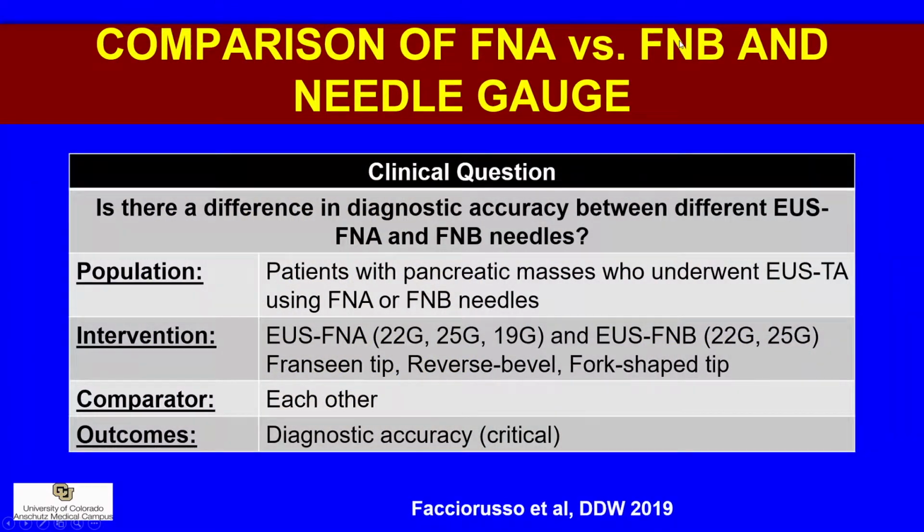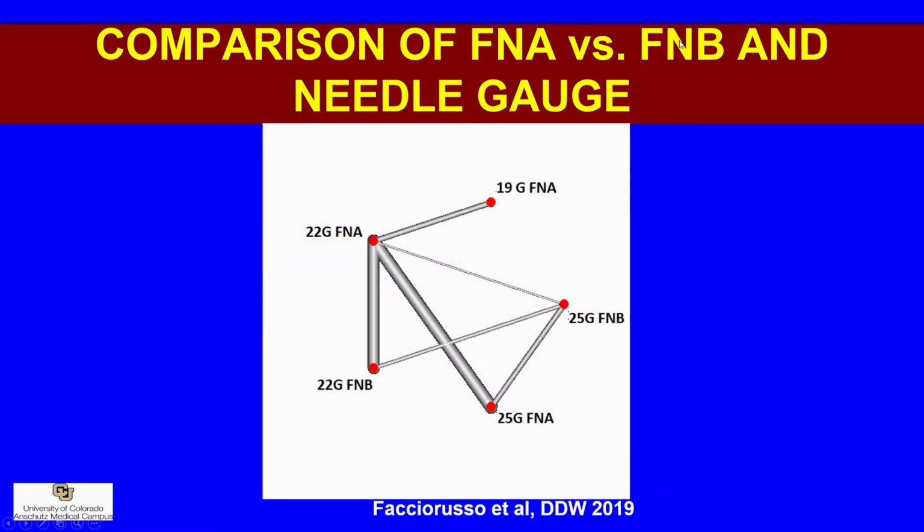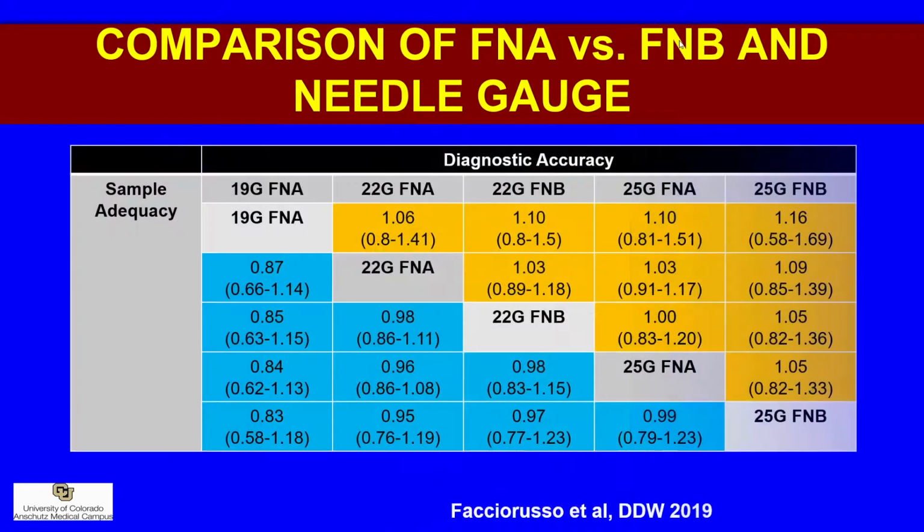So this was our clinical question: in patients with pancreatic masses, which is the best approach to get an accurate diagnosis? And we compared all these different factors with each other. Our primary outcome was the diagnostic accuracy. This is just a graphical representation of what a network meta-analysis looks like. The size of the node and the edges actually represent the weight of the studies and the number of studies comparing these two different variables.